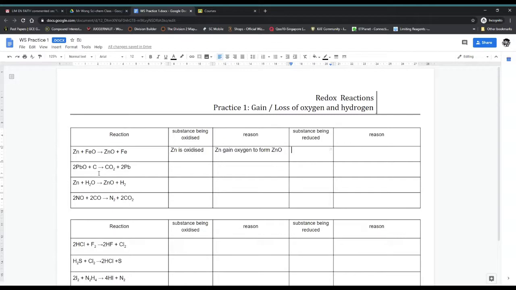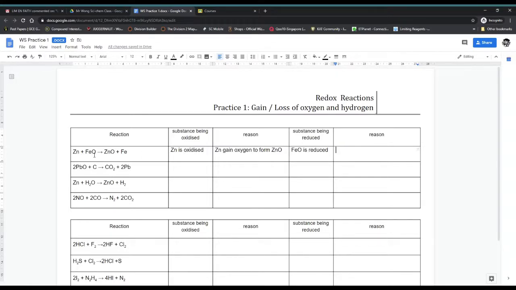Next, which substance is reduced? Fortunately, because this is a redox reaction, if one of the reactants is being oxidized, then the other reactant will be considered as reduced. So we don't have to look too far or think too hard, we found our substance that is reduced. The reactant that is reduced is FeO, which is known as iron(II) oxide. So I'll just write this down. It's reduced. And my reason why FeO is reduced is simply the same.